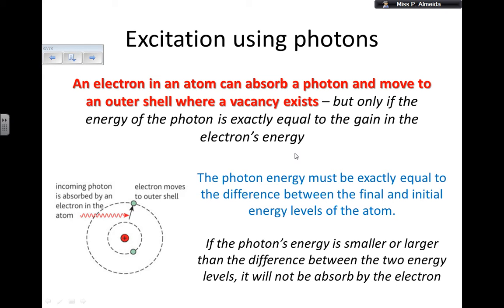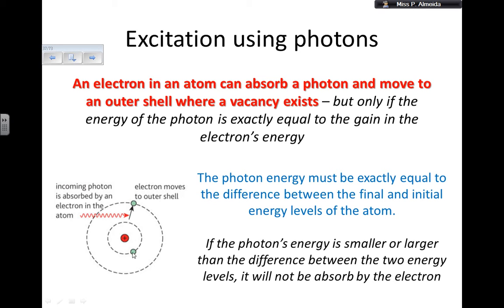The photon energy must be exactly equal to the difference between the final and initial energy levels of the atom. If the photon's energy is either smaller or larger than the difference between energy level 1 and 2, then the electron is not going to absorb the photon, and therefore the electron is not going to move to an outer shell, okay?